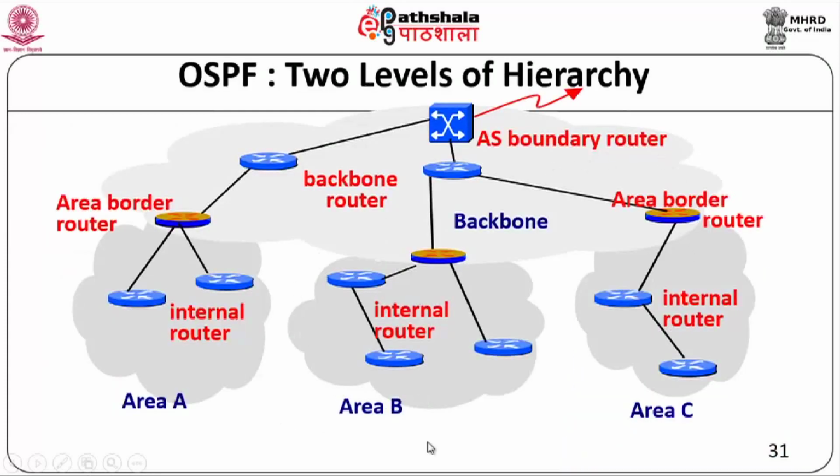So, this is typically what it looks like. If I have many routers, areas A, B and C, these areas will have something called an area border router. This border router is the one which will send information about this area to the other routers, and there may be a backbone router which can be connected through an autonomous system boundary router to other autonomous systems. This is typically the level that you will have.